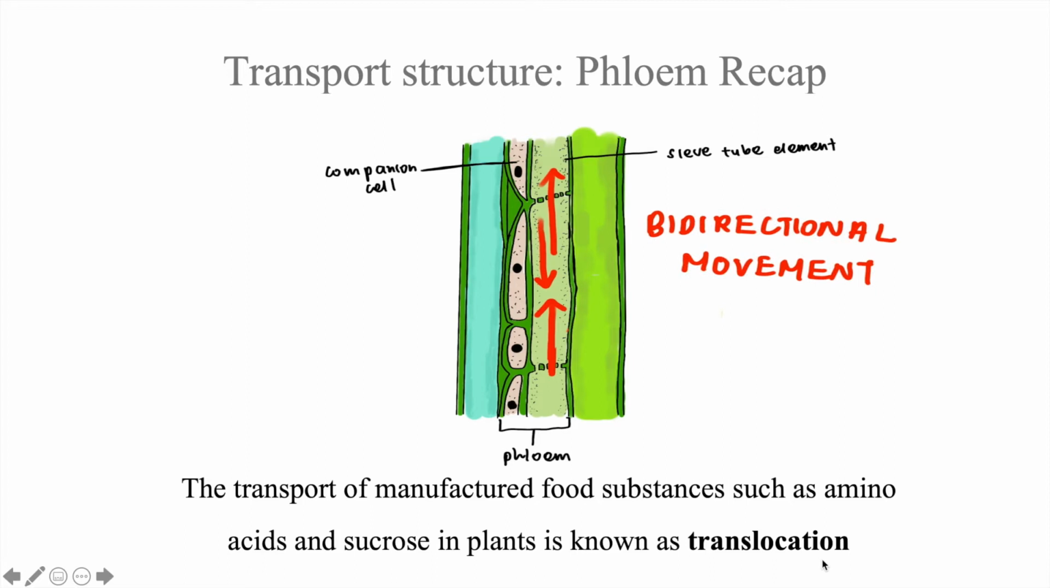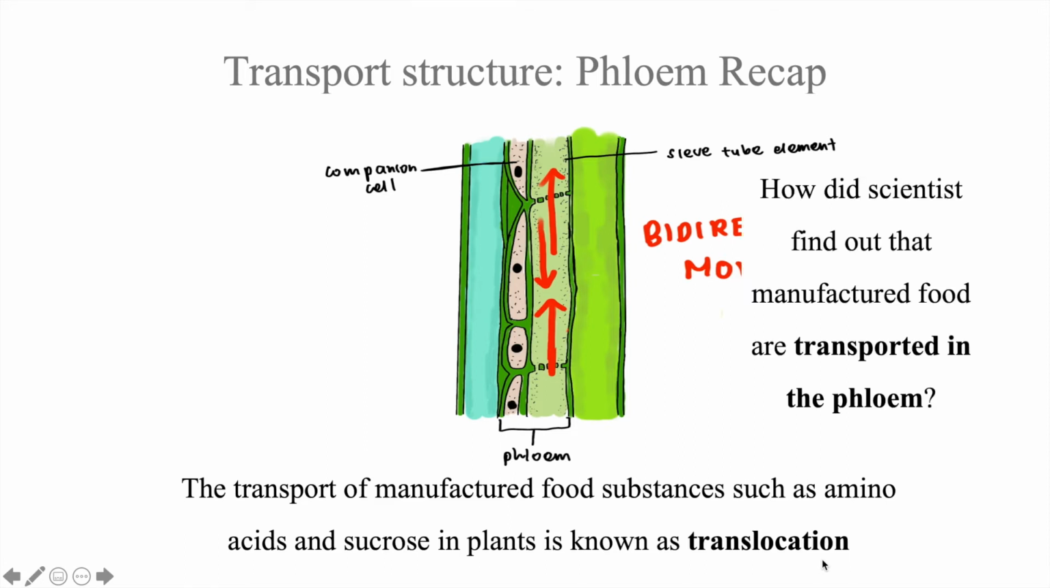The transport of manufactured food substances such as amino acids and sucrose in the plant is known as translocation. How did scientists find out that manufactured food substances are transported in the phloem? Before we get to that question, let's recap on where and how food is being manufactured in the plant.